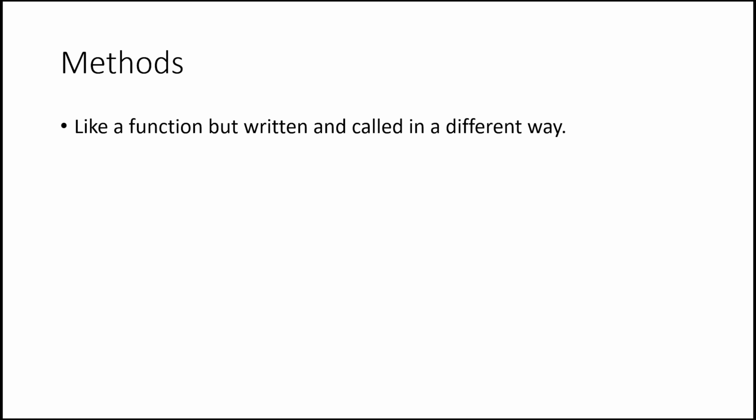Now, methods. Methods are like a function, but they're written and called in a different way. Remember when we said that we can actually define functions. There are Python default functions, so some things are default in Python. The functions are already made in Python for us, so we don't need to create them ourselves. But we can also create custom functions. In the same way, we can also create custom methods. Methods are created in a different way, and they're also used in a different way. Again, we have default methods in Python.